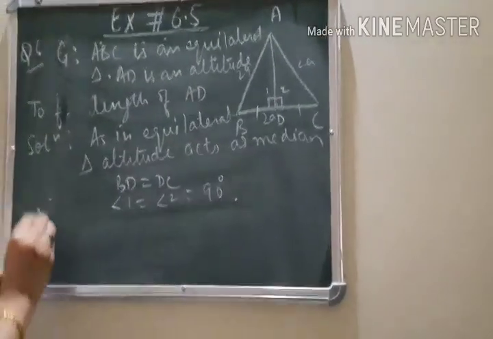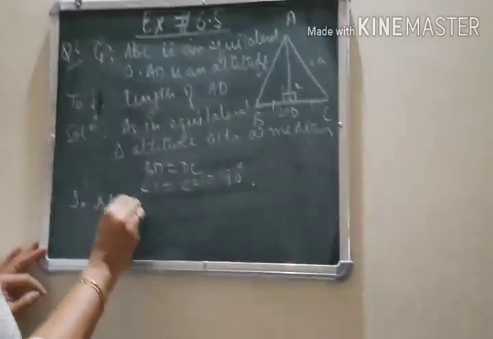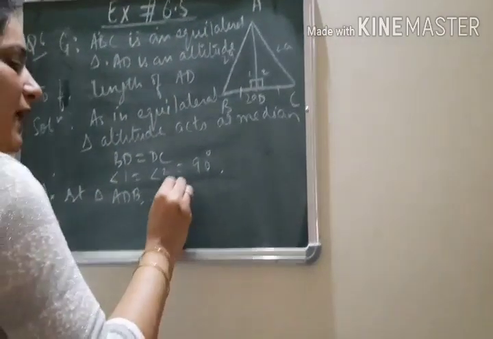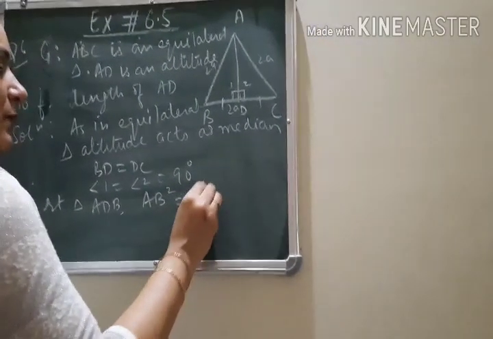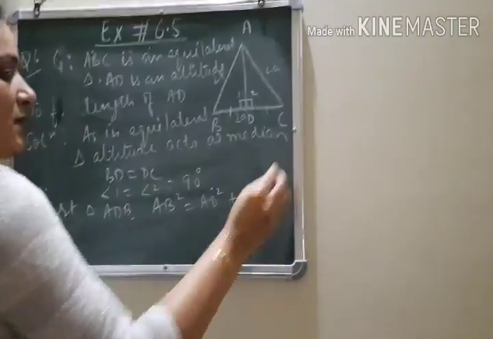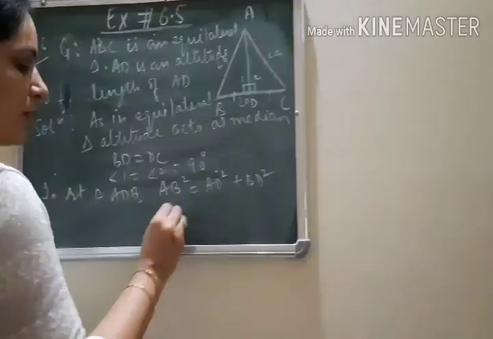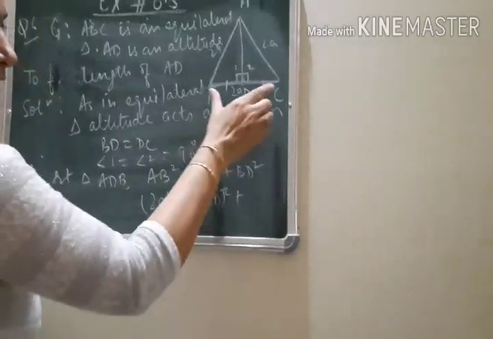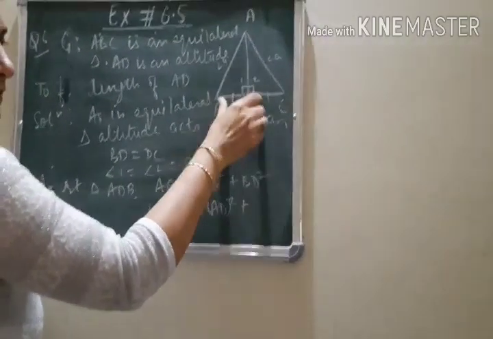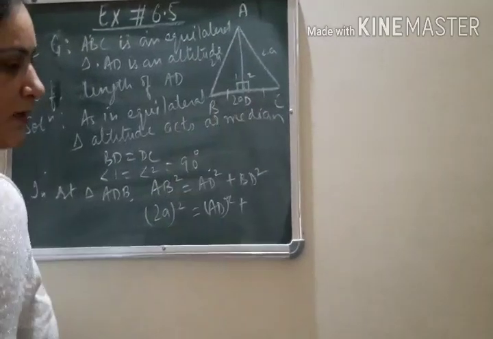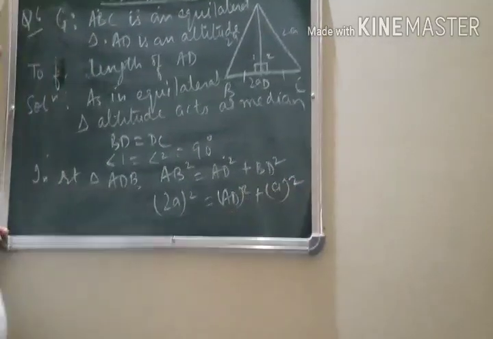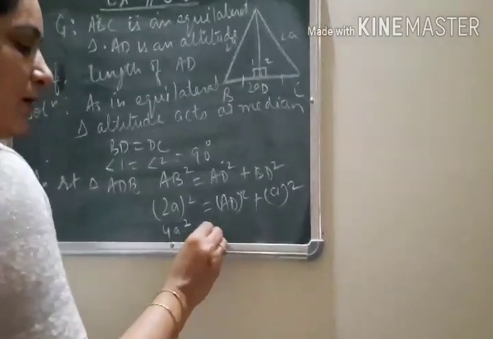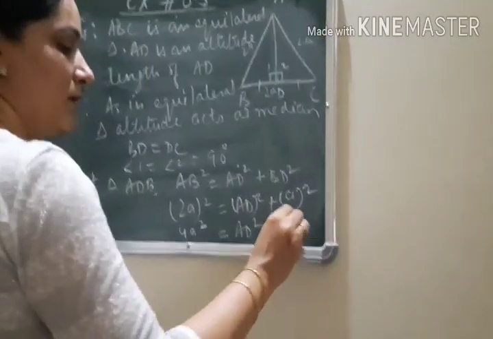So consider one right triangle first. In right triangle ADB, if I take one of the triangles, then AB is the hypotenuse. So AB square is equal to AD square plus BD square. Now AB, you know, it is 2A. AD you don't know. And what is BD? The whole length is 2A. As it is dividing it in two equal parts, the BD length will be A. So 2A square, which is 4A square, is equal to AD square plus A square.